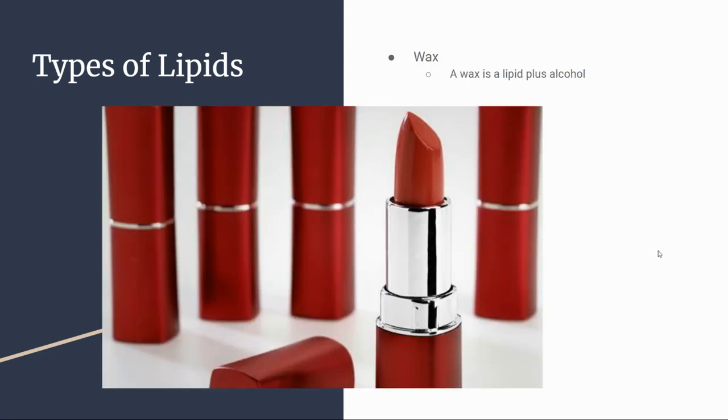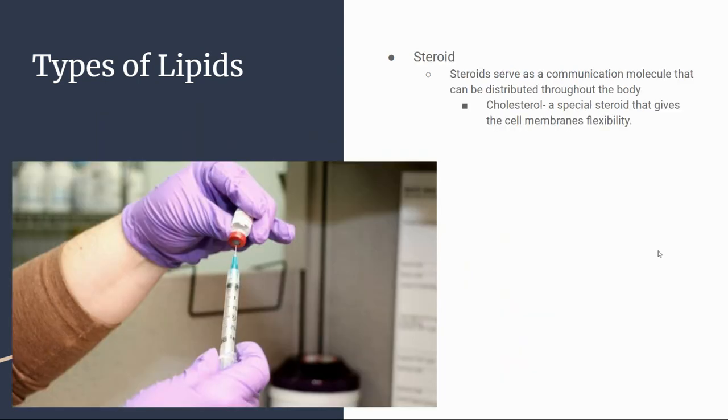Then you have waxes. A wax is a lipid plus an alcohol, and lipstick is an example of a wax. Now steroids serve as a communication molecule that can be distributed throughout the body. Cholesterol is a special steroid that gives the cell flexibility.